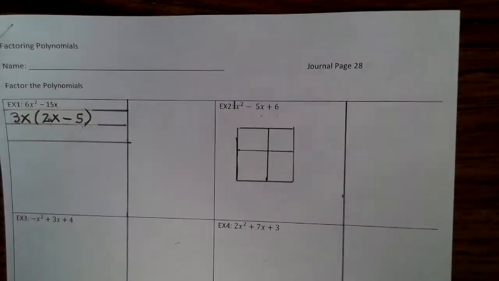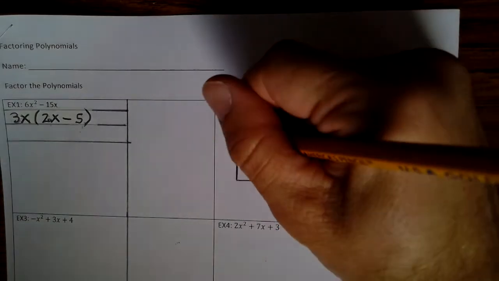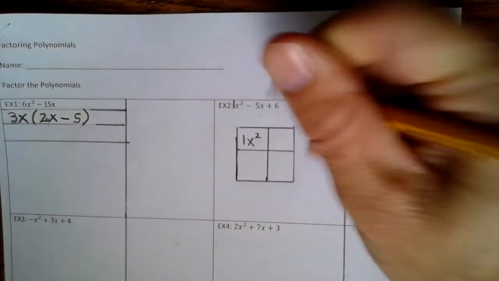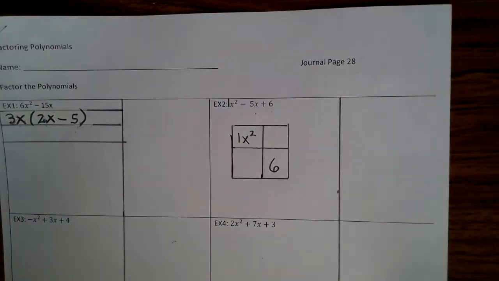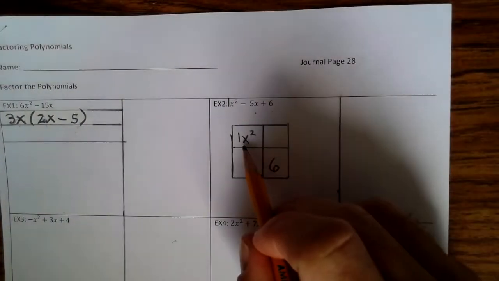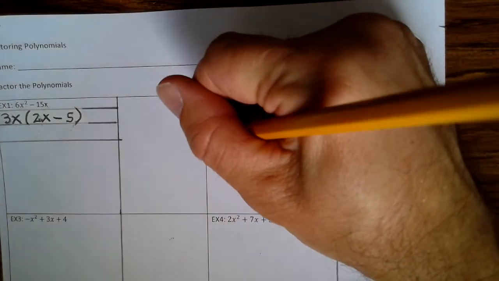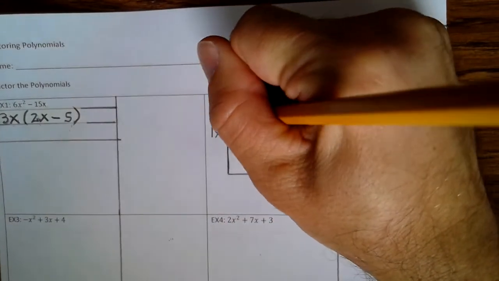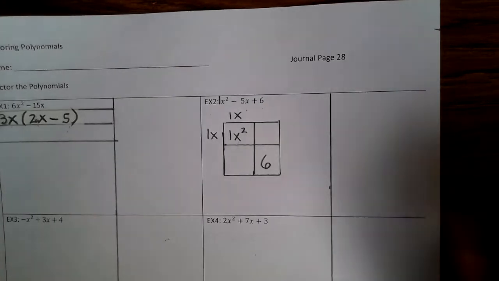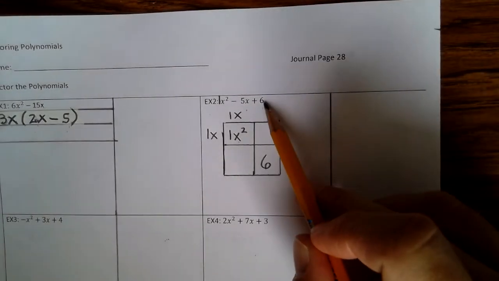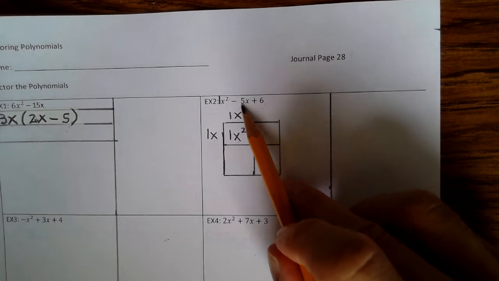All right. Now, first term goes right here. Last term goes right here. Okay. Now you ask yourself, what do you multiply to give you x squared? The answer to that's 1x and 1x. Now we need to find out what numbers multiply to give you 6 and combine to be negative 5.